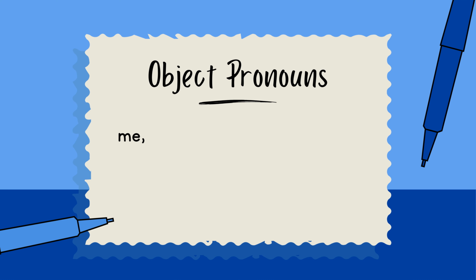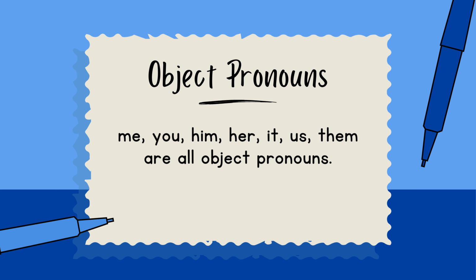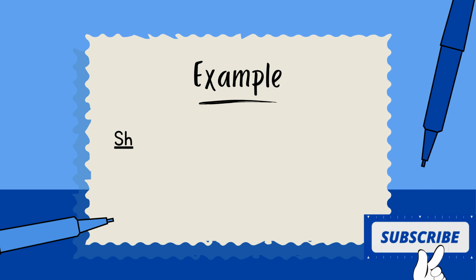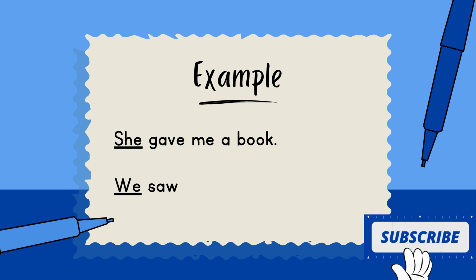Me, you, him, her, it, us, them are all object pronouns. Object pronouns replace the object of the sentence. Here are two examples. She gave me a book. We saw them at the park.